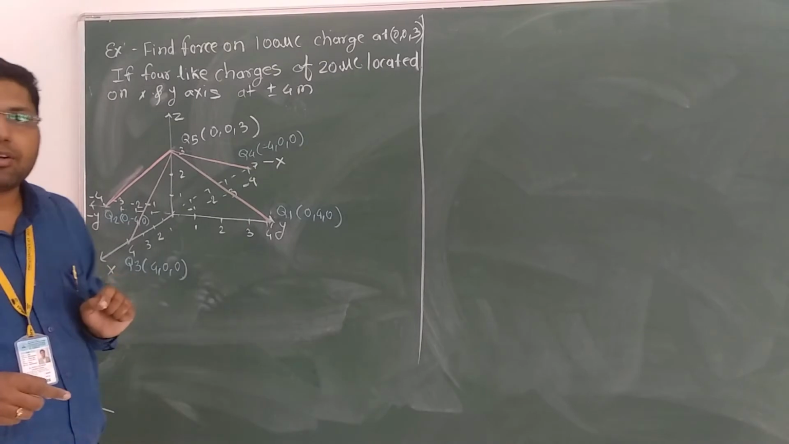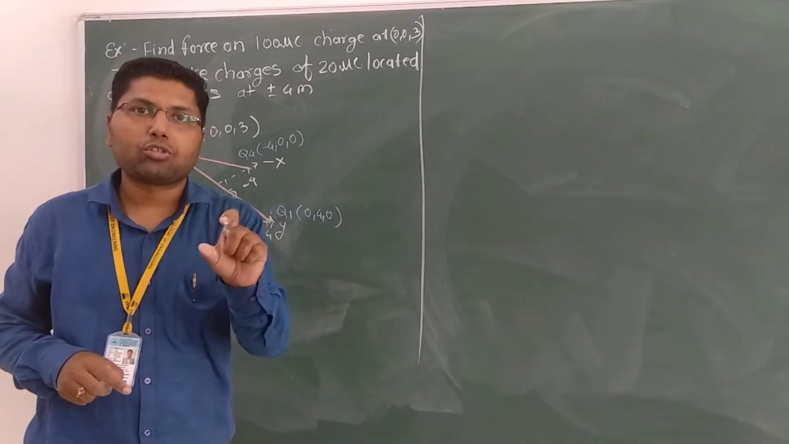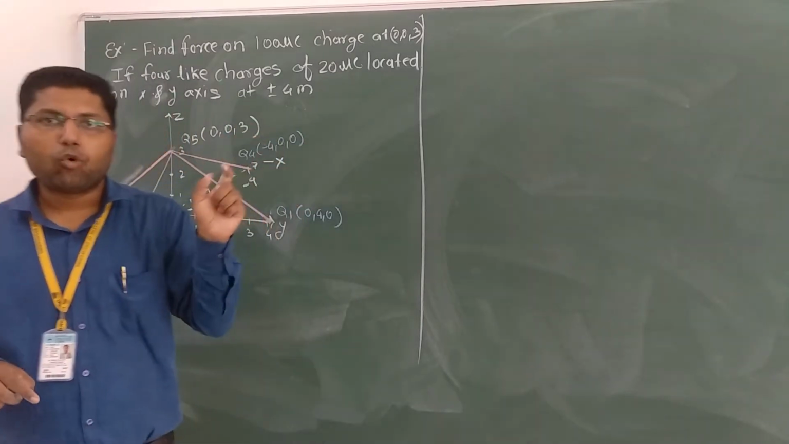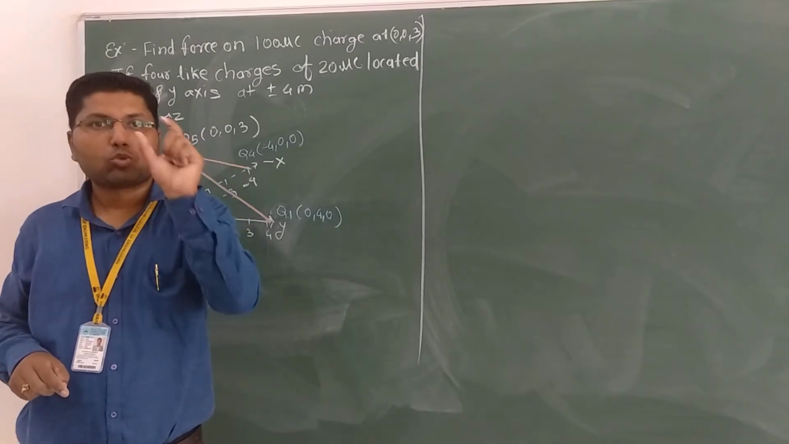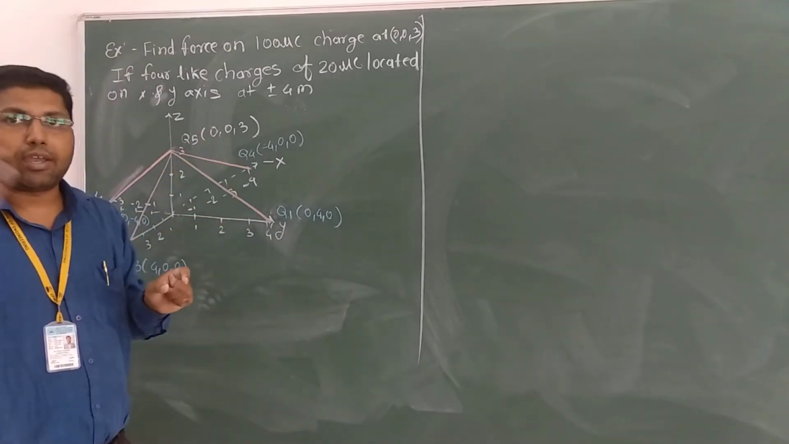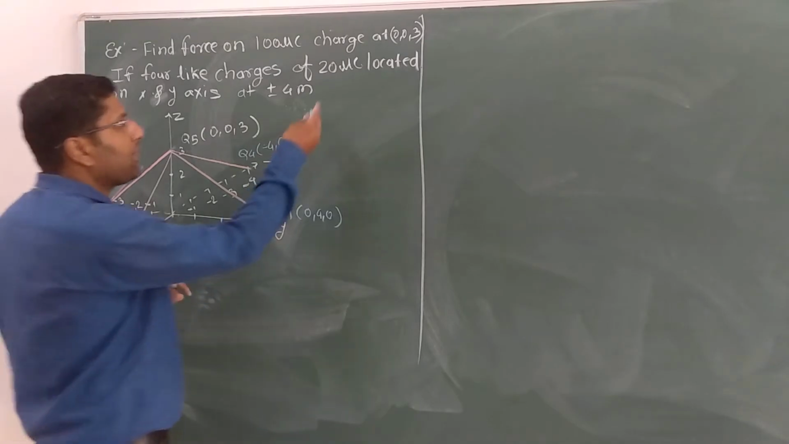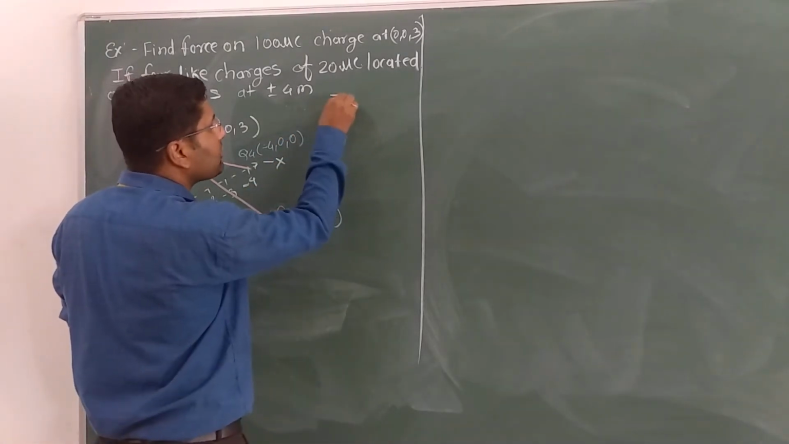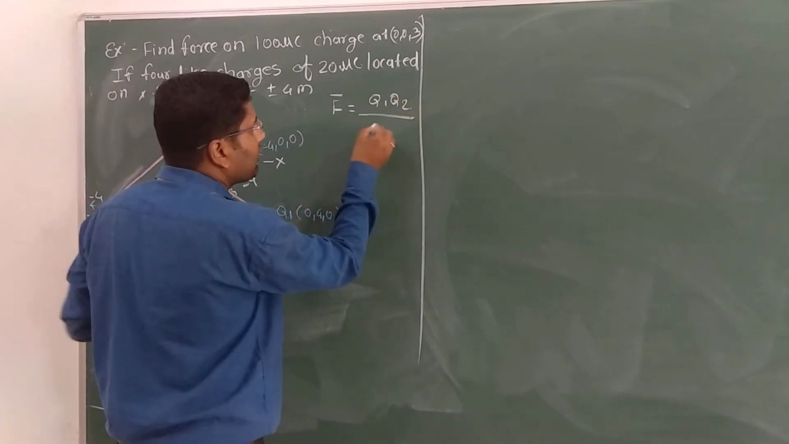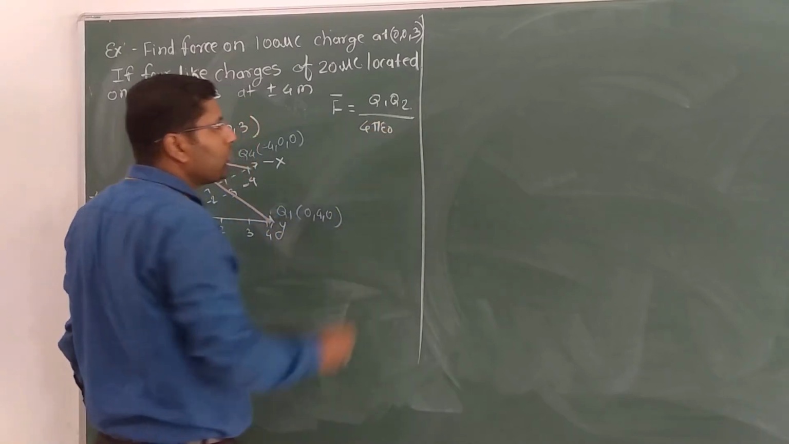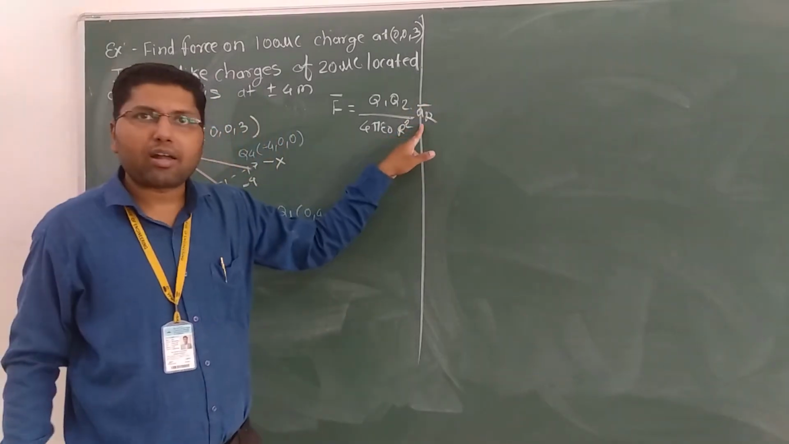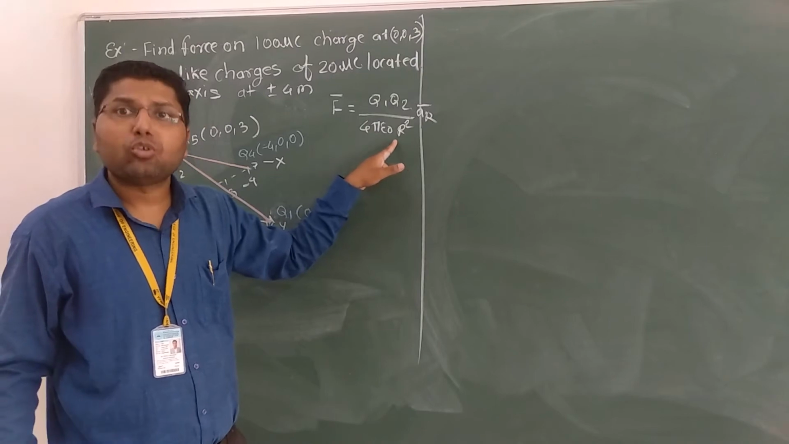Otherwise you can't calculate the force. What is the equation of the force by Coulomb's law? Q1 Q2 divided by 4 pi epsilon r square. So r is the distance you require, and the unit vector also. Suppose I take the force as F equal to Q1 Q2 divided by 4 pi epsilon 0 r square times aR bar. For the aR bar you will require direction, and for this r square you will require a distance.